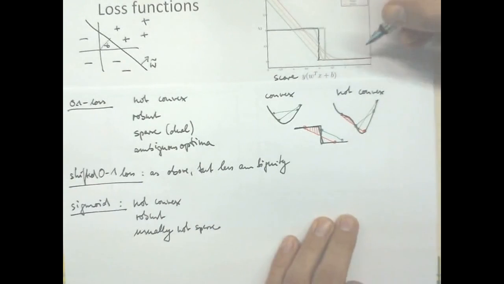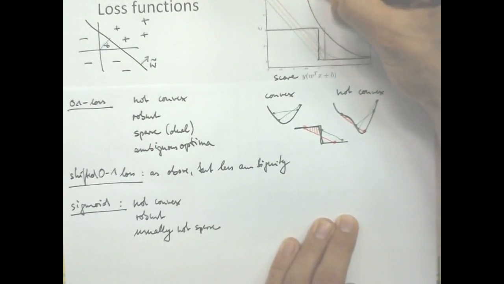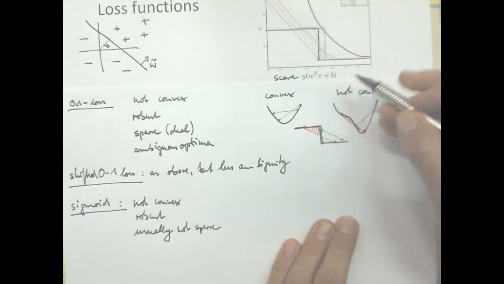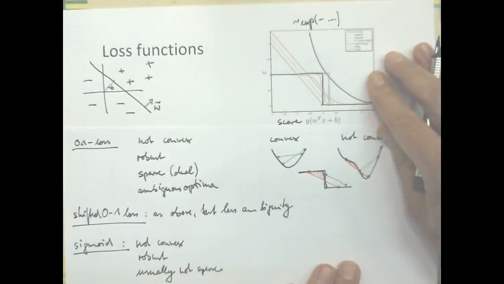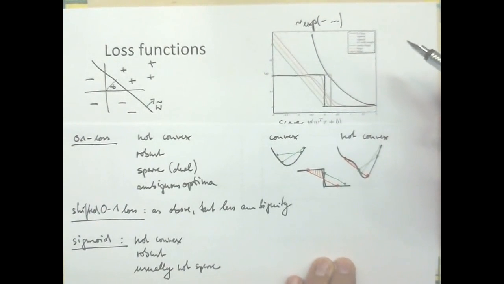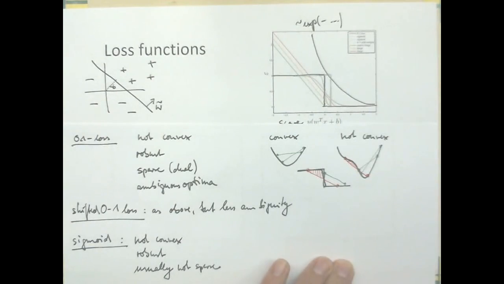So if we have something like that, let's say e to the, proportional to e to the minus of the score, which I'm not writing down. So the y w transpose x plus b. Then this would be something that's definitely not robust, because here the influence of a wrongly classified sample increases exponentially with the distance from the decision boundary.